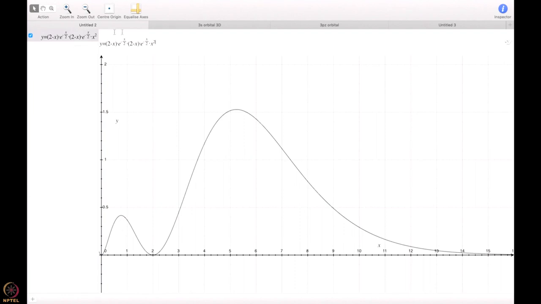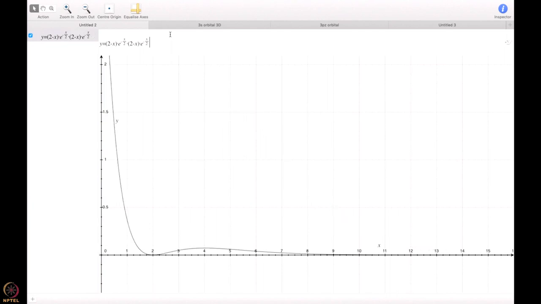Okay. And in case you miss something, I will just repeat the show for you. For now, I will remove r square. Remember where small r square came from? It came from the volume element. So, if I just remove it, what I have is psi 2s multiplied by psi 2s, the square of the wave function. This is what the square of the wave function looks like.